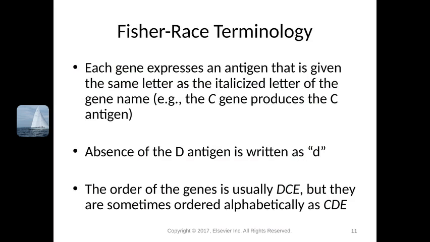The Fisher-Race nomenclature is named so that each gene expresses an antigen and is given the same letter as the italicized letter of the gene name. So the C gene produces the big C antigen. The absence of the D antigen is written as little d or small d. The order of these is usually DCE, but we can order them alphabetically on occasion.